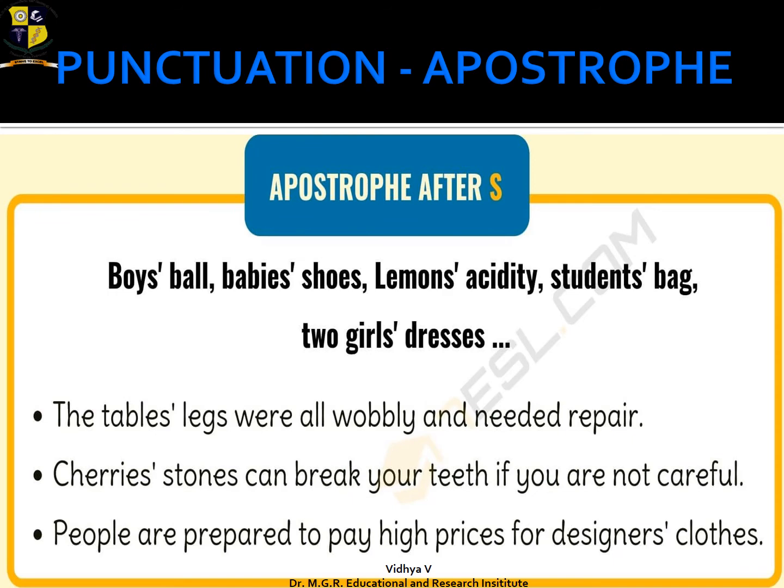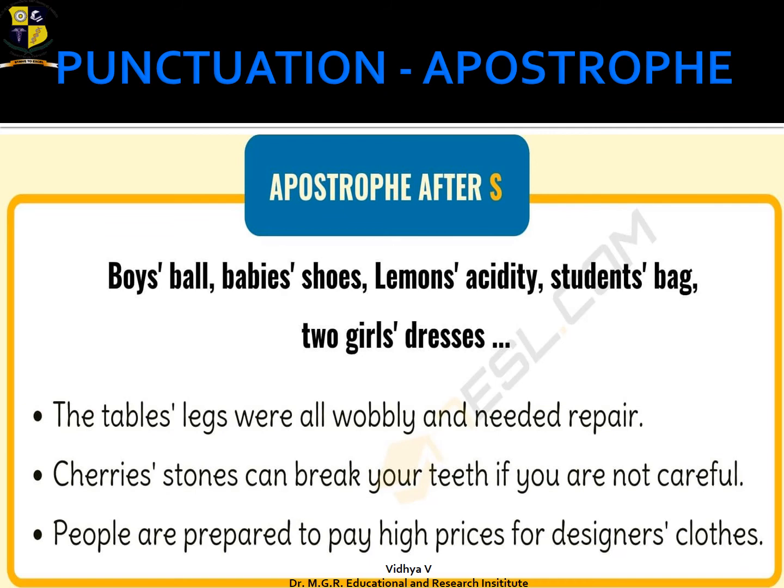Next, after S. Where do you use it after S? When you're talking about the plural, when the subject is plural. That is boys, babies, lemons, students. Boys, there are lots of boys, so all the boys' ball. If you're saying apostrophe before S, then there's only one boy. You're talking about one boy's ball. But if you're talking about lots of boys, then you put the apostrophe after the S.